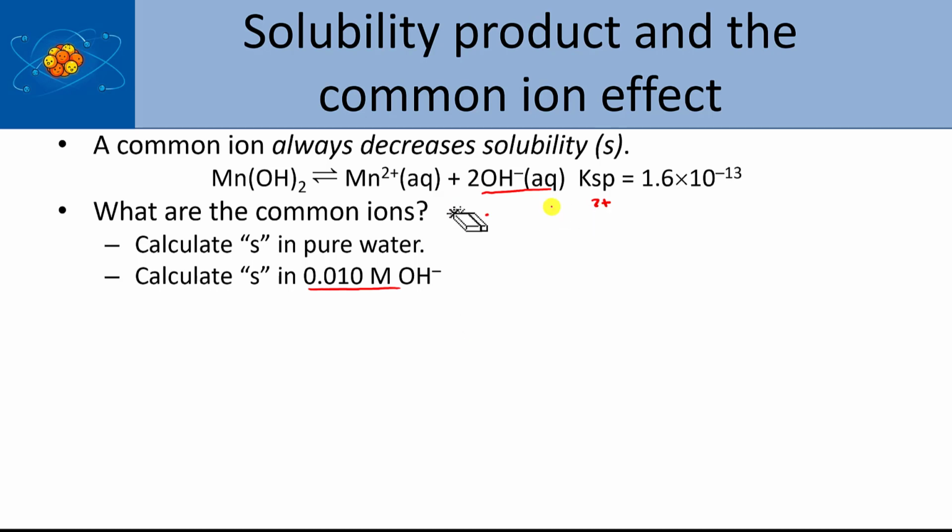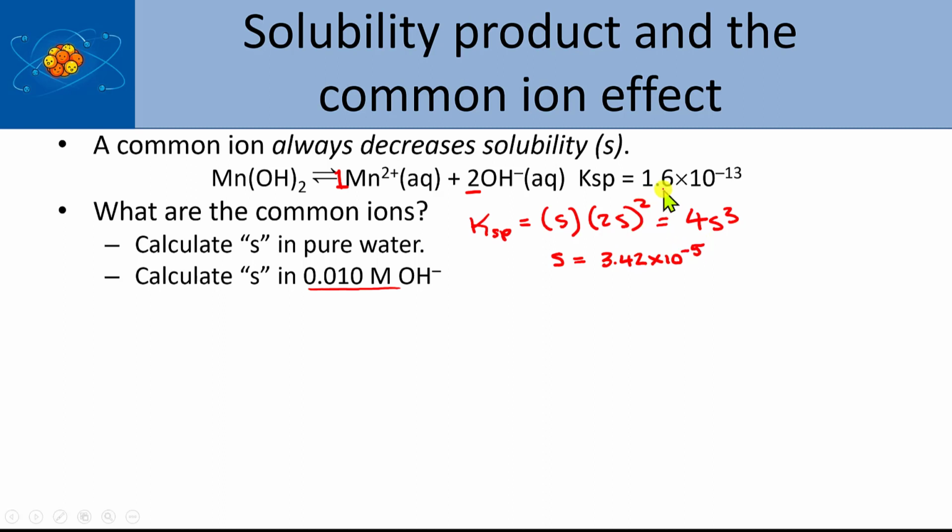So let's go ahead and calculate the solubility in pure water. And to do that, we're just going to cheat a little bit. We're going to say Ksp is going to be equal to S, because there's a 1 here, times 2S, because of the 2 here, and this will be squared, so this is 4S cubed. And then what we'll do is we'll solve for S, and that gives me 3.42 times 10 to the minus fifth.